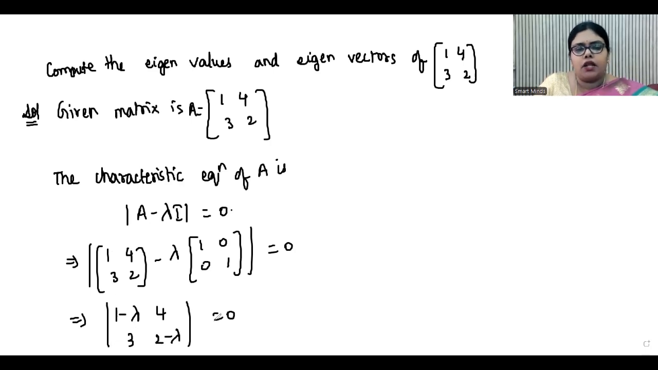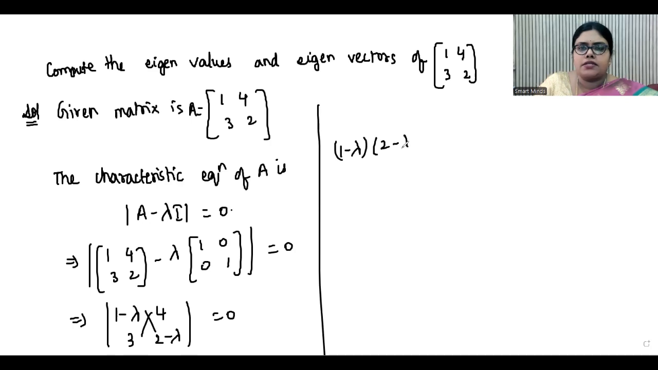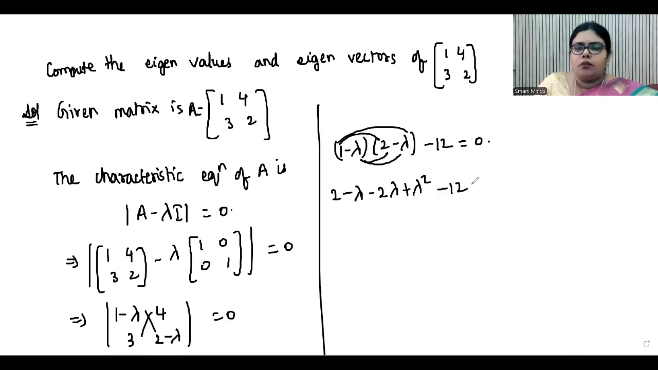Within determinant. Now we need to expand the determinant. So we cross multiply: (1 minus lambda)(2 minus lambda) minus 12 is equal to 0. Now multiply these two brackets: this into this, this into this, this into this, this into this. So 2 minus lambda minus 2 lambda plus lambda square minus 12 is 0. So lambda square minus 3 lambda minus 10 is equal to 0.